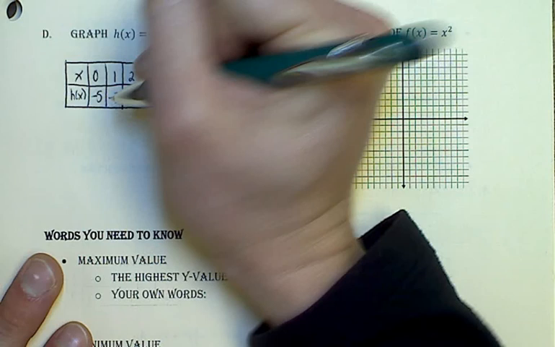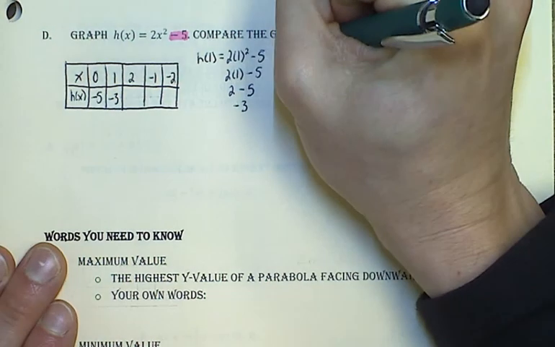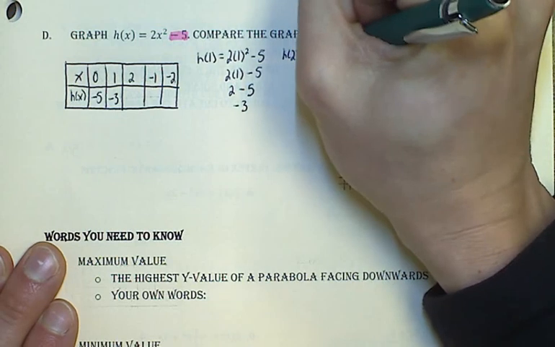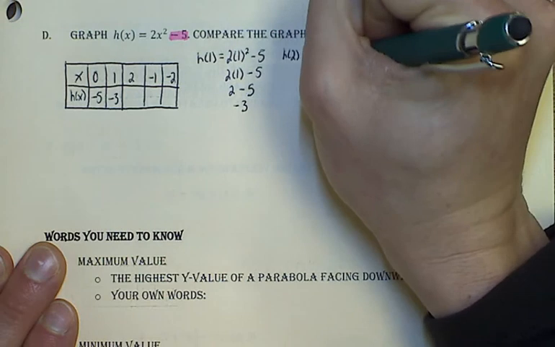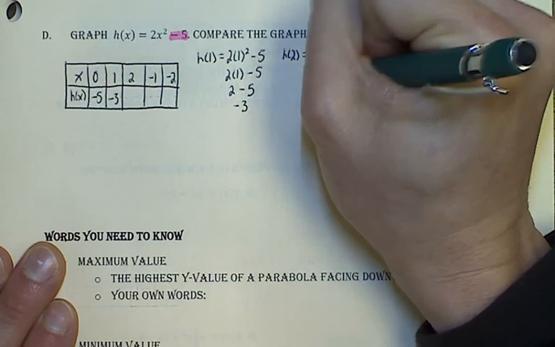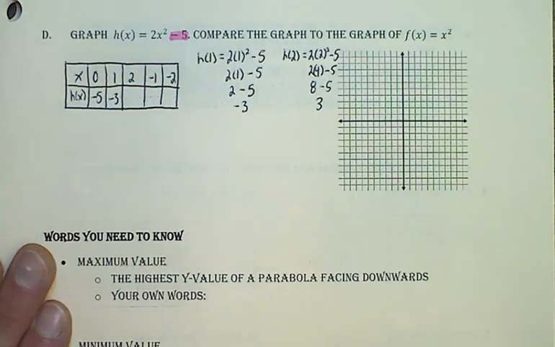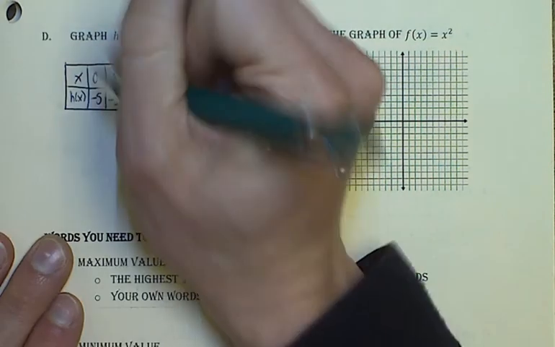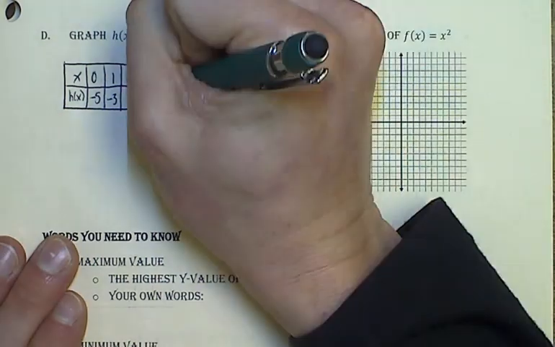Then go in and do the other one. So h of 2 equals 2 times 2 squared minus 5. So 2 squared is 4 times 2 minus 5. 2 times 4 is 8, minus 5 is 3. So when x is 2, h of x is 3. And again, should mirror that on the other side. So we should have negative 3 and 3 right here. Again, always can plug it in and check it if you're not sure.